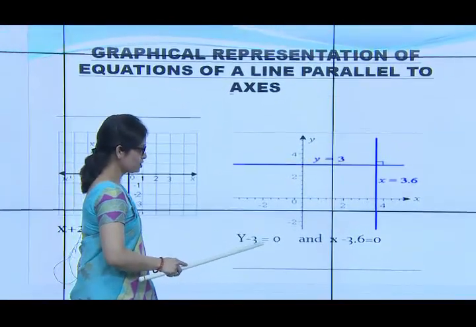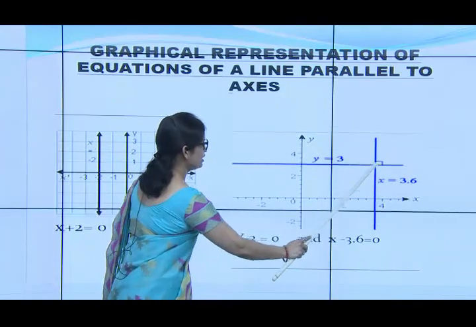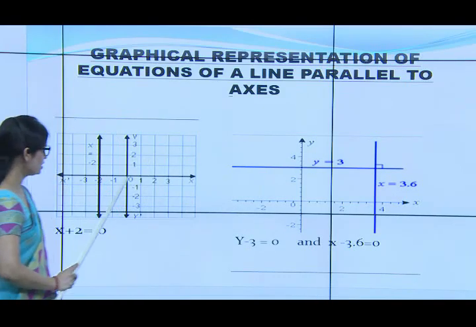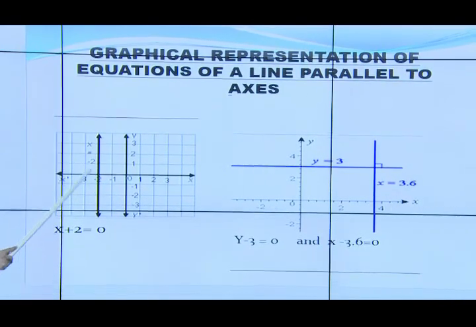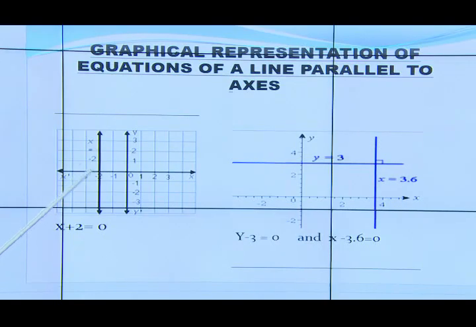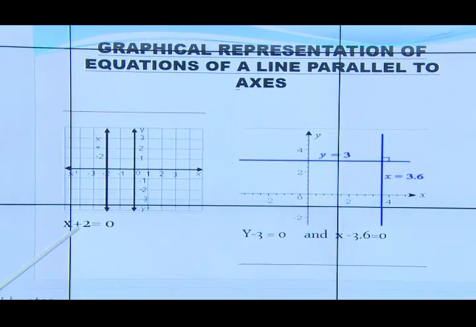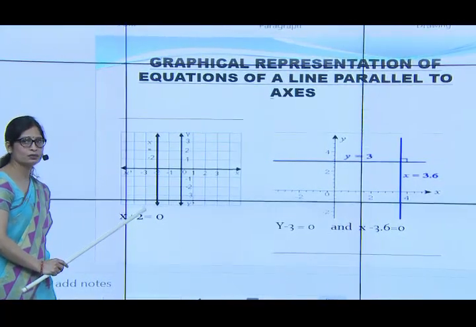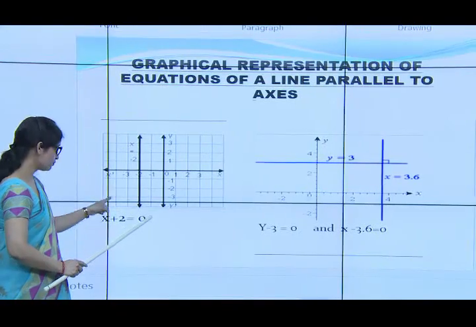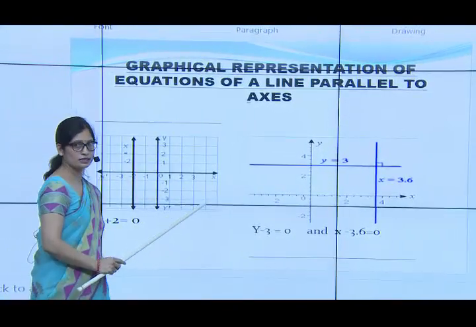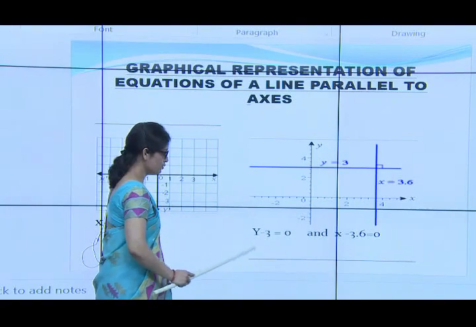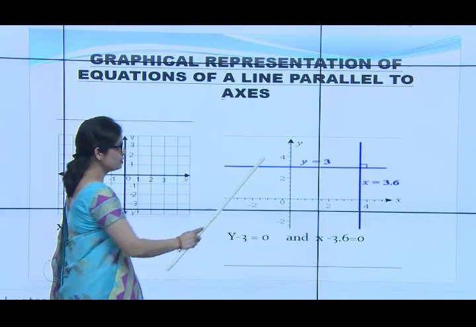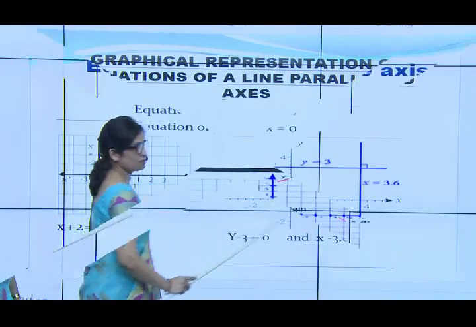When we draw the graph of this equation, we observe this line, and this line is parallel to what? In this graph, this line is parallel to the y-axis. So what we have observed is, if the equation is given like x plus 2 equals 0, meaning the equation is given in one variable x, then the graph of this type of equation will be parallel to the y-axis. But if the equation is given in variable y, meaning a linear equation in one variable y, then the graph is parallel to the x-axis.